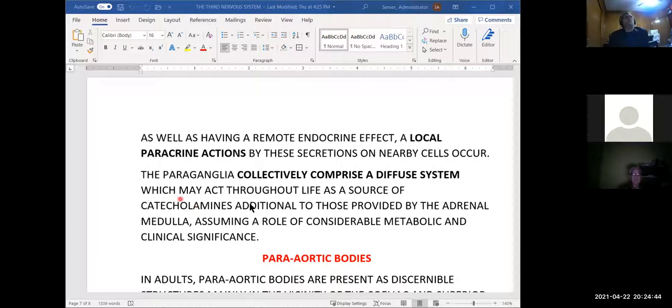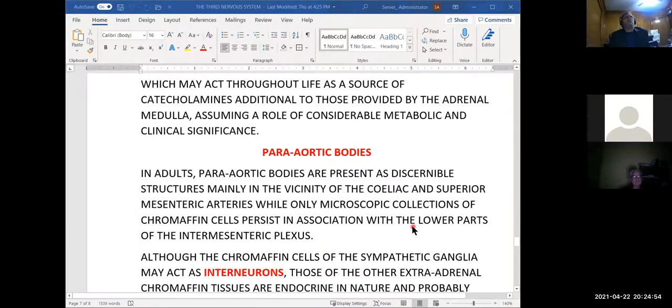Paraganglia collectively comprise a diffuse system which may act throughout life as a source of catecholamines, additional to those provided by the adrenal medulla, assuming a role of considerable metabolic and clinical significance. Para-aortic bodies. In adults, para-aortic bodies are present as discernible structures mainly in the vicinity of the celiac and superior mesenteric arteries, while only microscopic collections of chromaffin cells persist in association with the lower parts of the intermesenteric plexus.